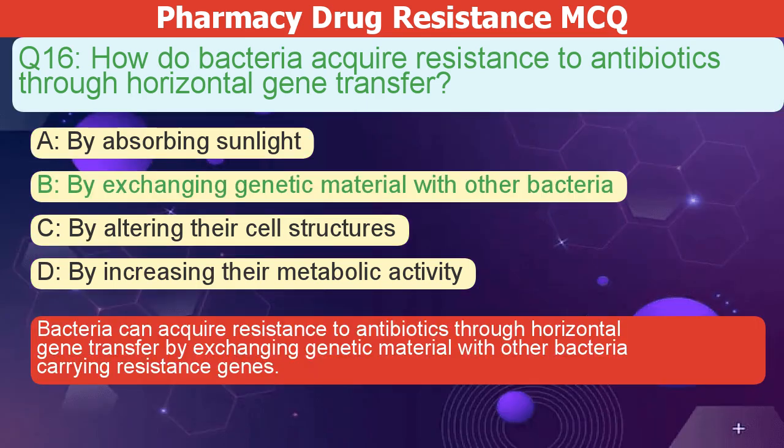The correct answer is B. Bacteria can acquire resistance to antibiotics through horizontal gene transfer, by exchanging genetic material with other bacteria carrying resistance genes.